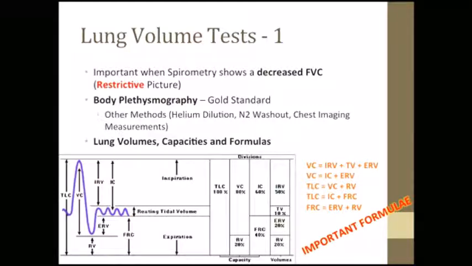FRC might be a bit harder to understand, but if you look at the graph, you can see that it's actually the expiratory reserve volume plus the residual volume. And residual volume, like I mentioned earlier, is the amount of air that's remaining in your lungs after full expiration, and that it may or may not still be able to undergo gas exchange. And that is the one that differentiates it in concept from dead space.